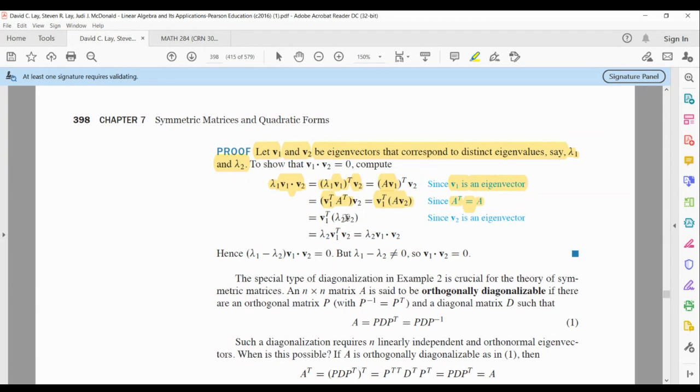But now, remember, V2 is an eigenvector. So A times V2 is just lambda 2 times V2. And so now what they do is they say, okay, well, let's bring the scalar, that lambda 2 eigenvalue, out. And so lambda 1 V1 dot V2 will equal lambda 2 V1 dot V2. So far, so good?